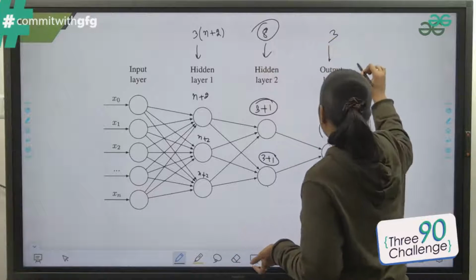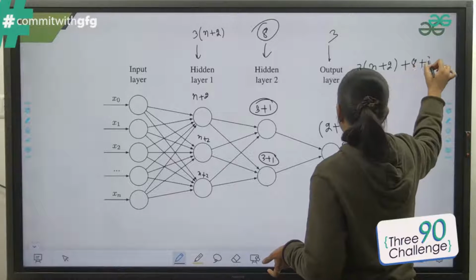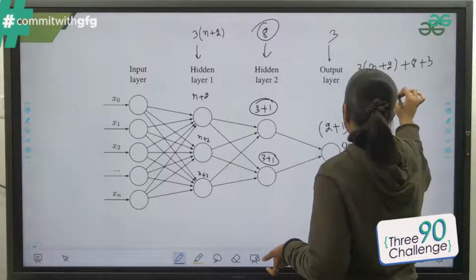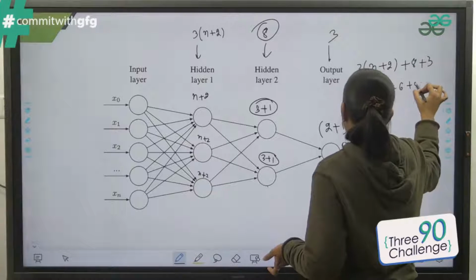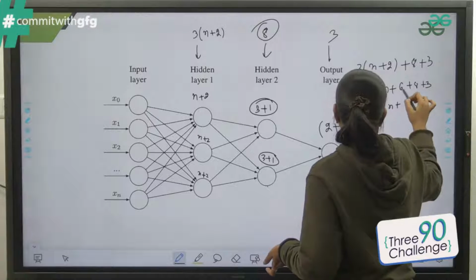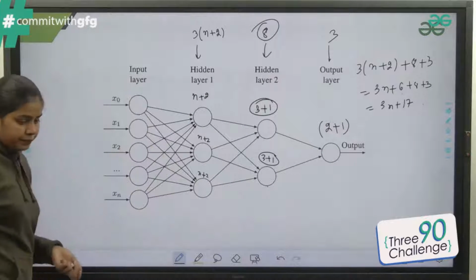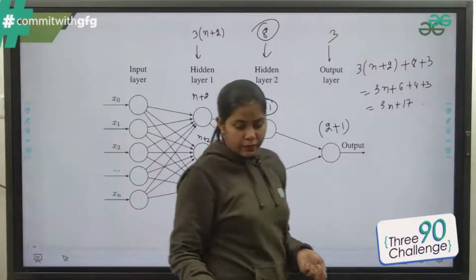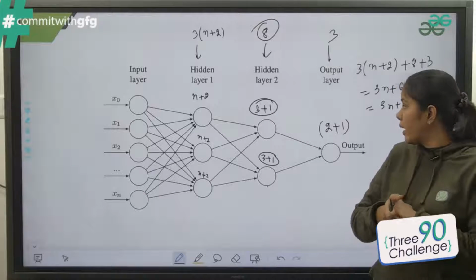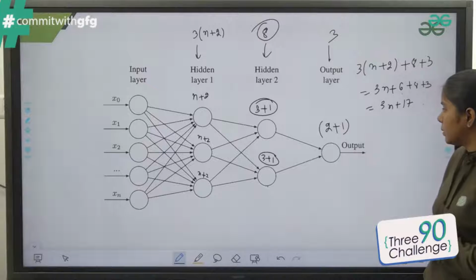So in total, if I calculate 3 into n plus 2 plus 8 plus 3. So how many trainable parameters? 3n plus 6 plus 8 plus 3. That means 3n plus 17 would be the number of trainable parameters. I hope this is clear, why 3n plus 17 would be trainable parameters in this case, guys.